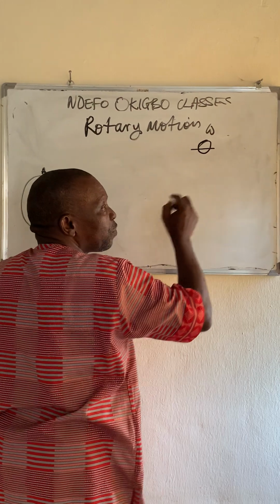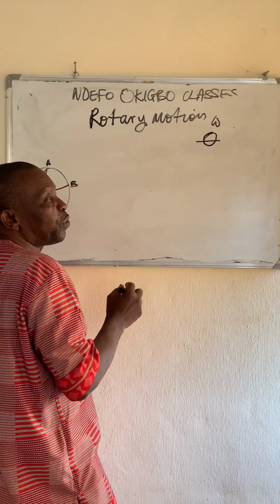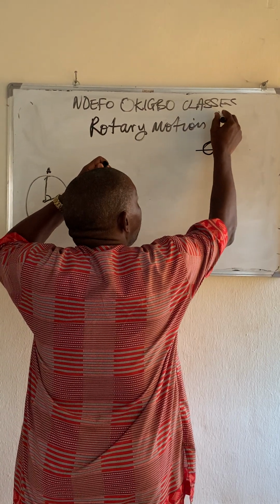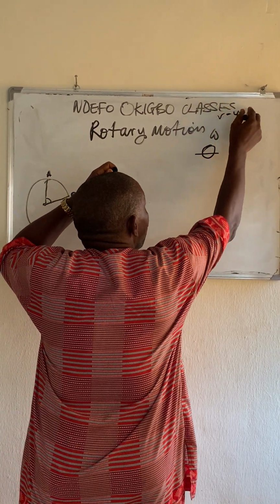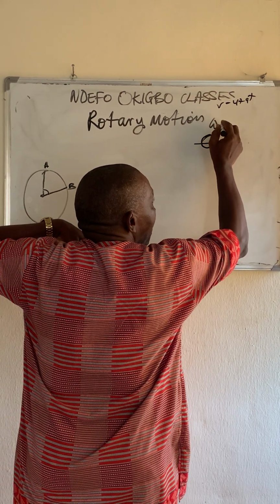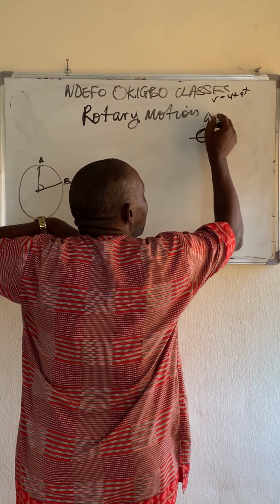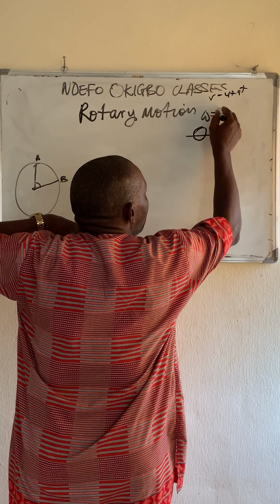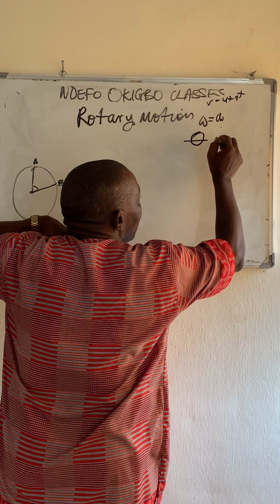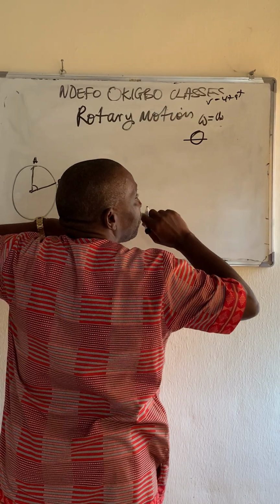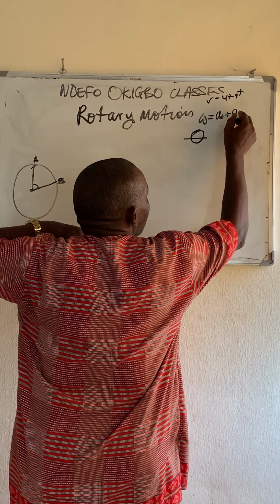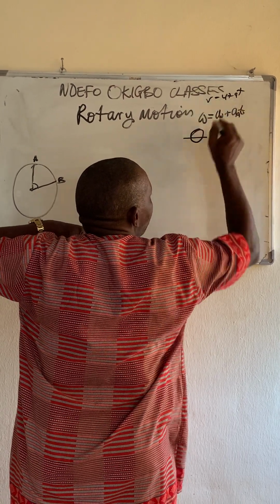So like the first, second and third equations of motion, we have here, this is w. Instead of having v is equal to u plus at, we have w, which we use to represent angular velocity, is equal to u w, that's angular initial velocity, plus angular acceleration times time.